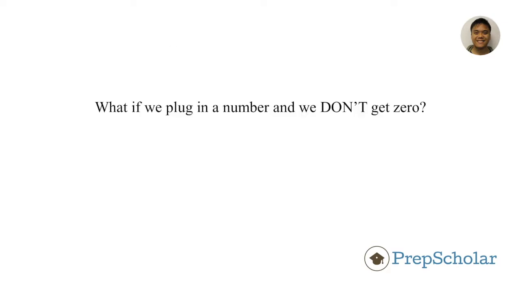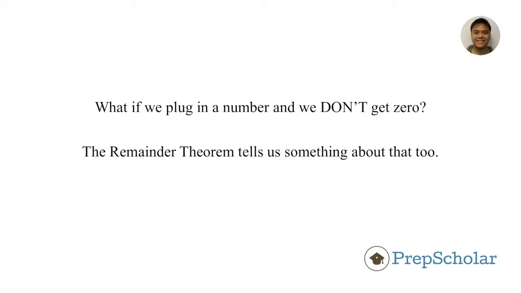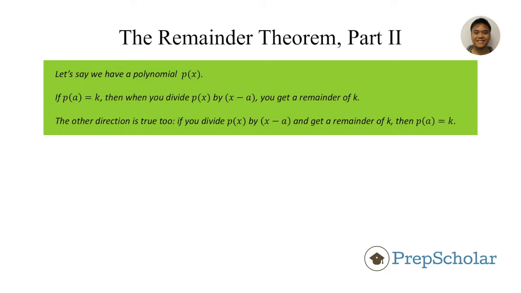Now, you may be wondering, what if we plug in a number and we don't get 0? Well, the remainder theorem tells us something about that too. This is the remainder theorem part 2. Let's say we have a polynomial p of x again. Well, if p of a is equal to k, where k is not necessarily 0, it could be anything, then when you divide p of x by x minus a, you get a remainder of k.